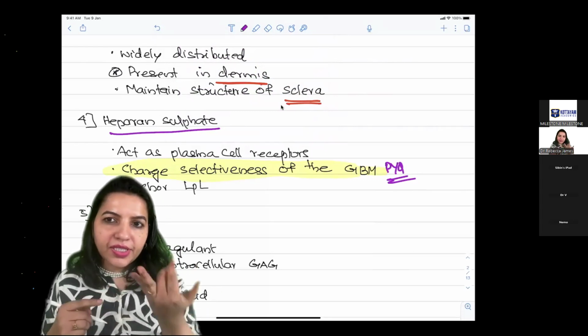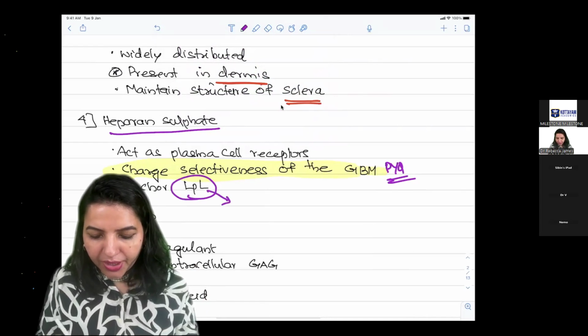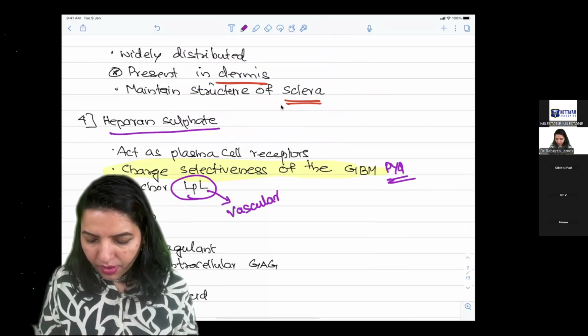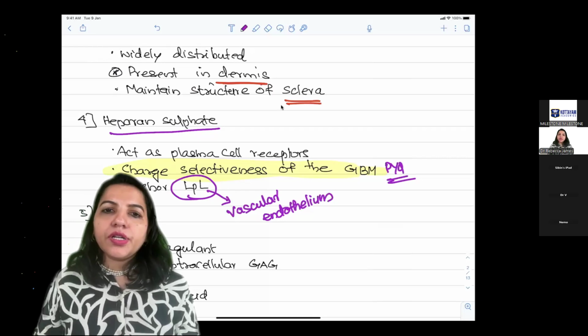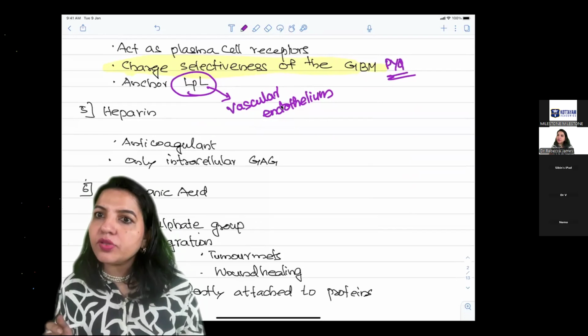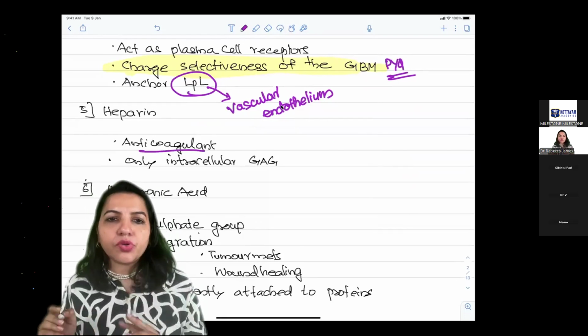Then another thing is it is the one which anchors lipoprotein lipase. Where is lipoprotein lipase present? In the vascular endothelium. Vascular endothelium. Right. Then heparin. Heparin is a glycosaminoglycan, and what is the peculiarity of it? It is an anticoagulant that you all know.